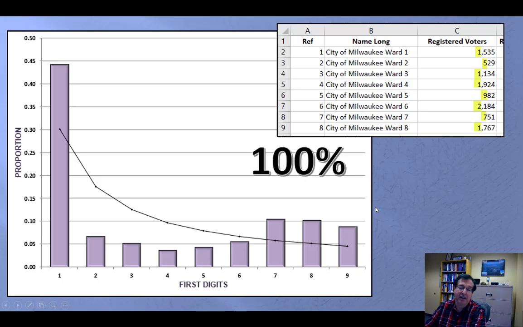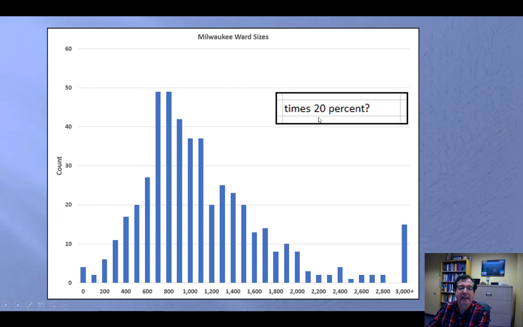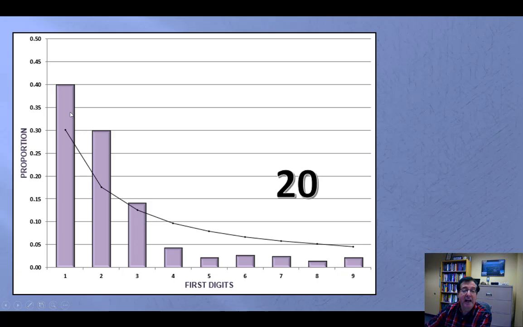What would happen with a candidate that got exactly 20%? Let's think this one carefully. All of these numbers, 700 to 799, 800 to 899, 900 to 999, all of these numbers would have a first digit 1. In this group here, the 1000s, if I multiply by 20%, a lot of them would have a first digit 2. This group here, not very big, would have a first digit 3. Let's see what it looks like. Yes, in fact, I have lots of 1s, 2s, and 3s, and not much else. A candidate getting 20% of the vote in each ward would have a digit graph looking like this. 40% first digit 1s, 30% first digit 2s.